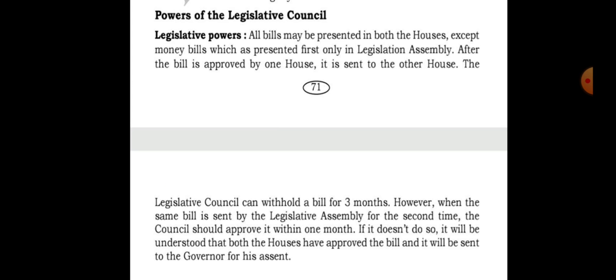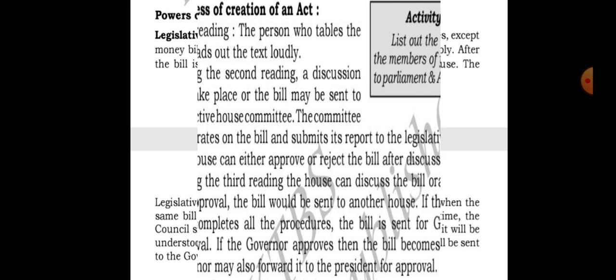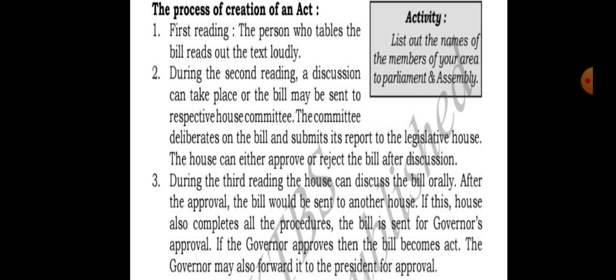If it does not do so, then what happens? It will be understood that both the houses have approved the bill and it will be sent to the governor for his signature. These are the legislative powers of the upper house of the state legislature. Now, what is the process of creation of an act? We say the rule is rule even for a fool. All the rules and regulations, all the laws made by the state legislature have to be obeyed, followed and respected by the state citizens, or all the people in that particular state.